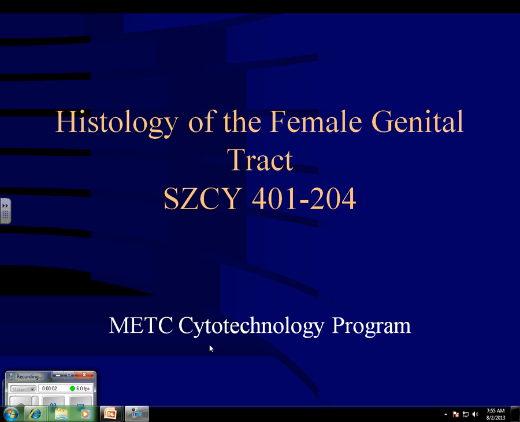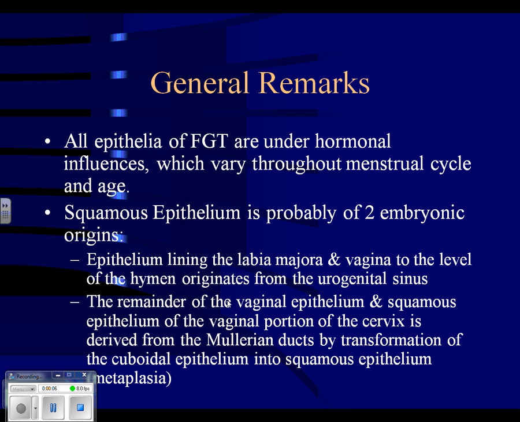Lecture, just to give you a feel for what normal is. All the epithelia of the female genital tract are under hormonal influences, so they're going to vary throughout the menstrual cycle. Early in the cycle, you get estrogen influence. Later on, you get progesterone influence. And all of the female genital tract basically has receptors for those hormones.